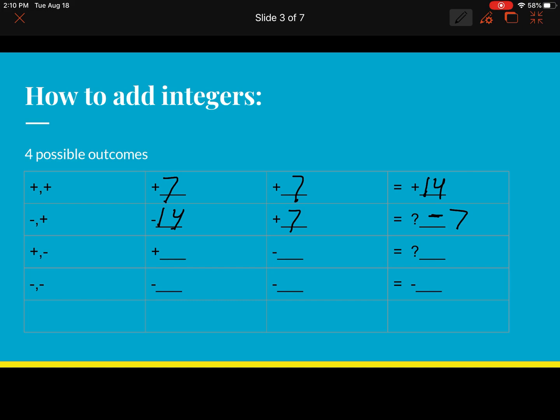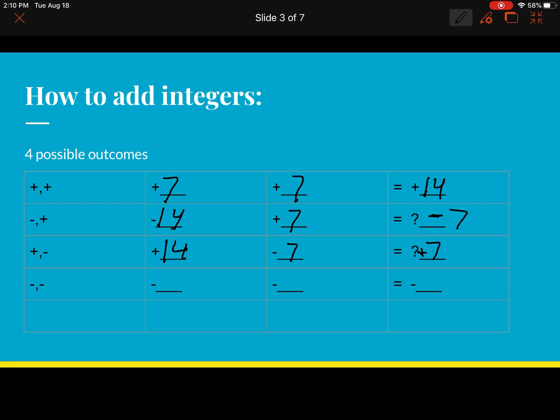Now if we have a positive integer and a negative integer, the same thing is true. So if we start with a positive 14 and a -7, then we would get a positive 7. And this is because the absolute value of 14 is larger than the absolute value of -7.